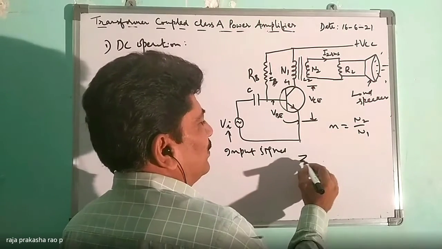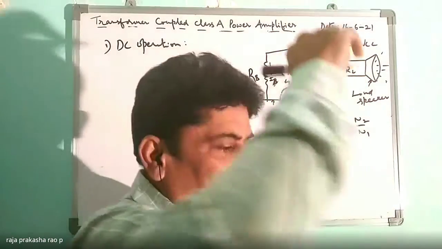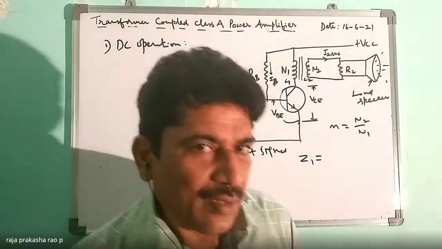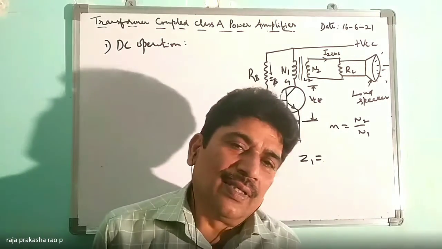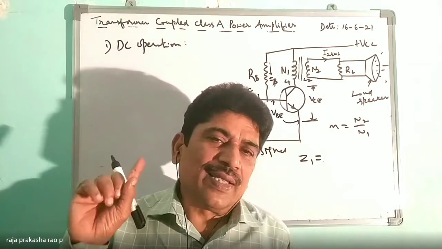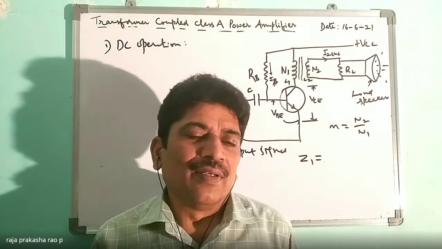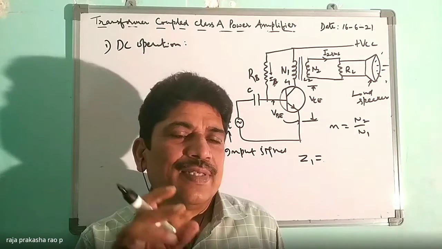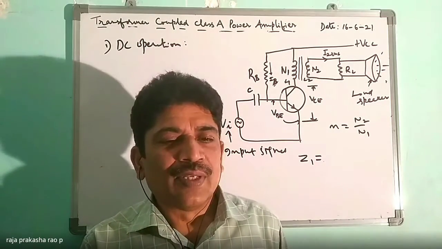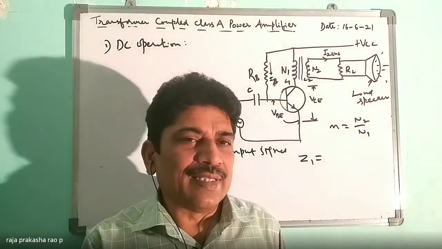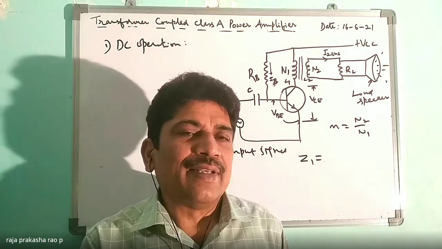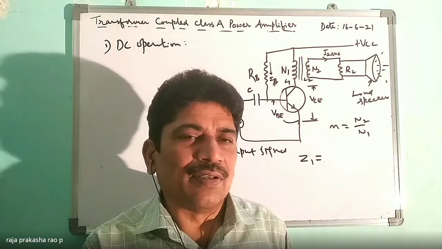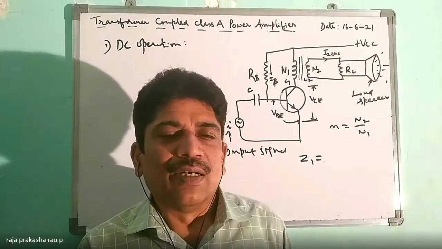So what is Z1? Impedance across that primary. What is Z1 in the DC operation? For the first case, what was the DC operation? DC input is VCC into ICQ there also. And we have framed the equation, that is VCC minus IC into RL minus VCE is equal to 0. That is the equation of the load line. Do you remember this?